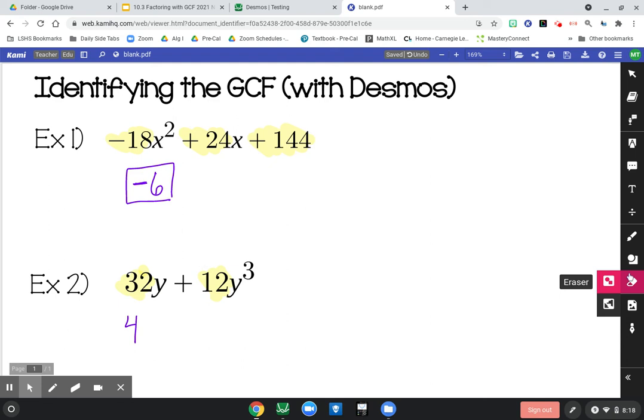And then we're going to look and see if they have any variables in common. There is a y in common and a y in common in the other one. And you look for the lowest power. So this is y to the third, and this is technically y to the first. And the lowest power they have in common is what you tack on to your number. So here your GCF is 4y.